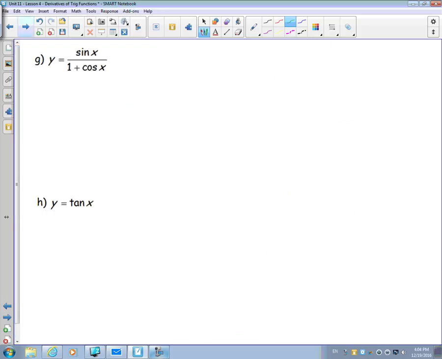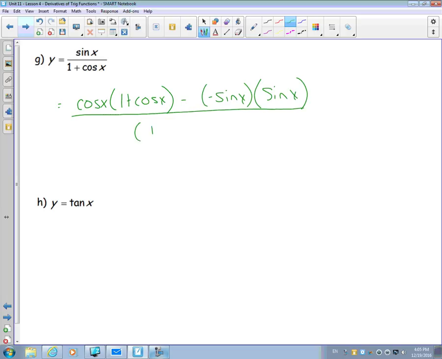All right, try a couple more. Oh, we got ourselves a quotient, a fraction. We know how to deal with fractions. What do we do? Take the derivative of the top, which is cos x, times the entire bottom, minus the derivative of the bottom. So the derivative of 1 is nothing, don't worry about that part. But the derivative of cos x is negative sine x times the entire top. And we put that all over the bottom squared.